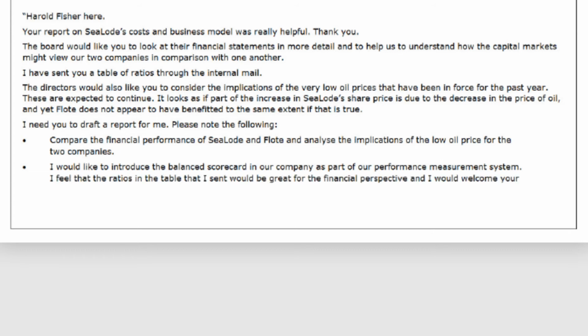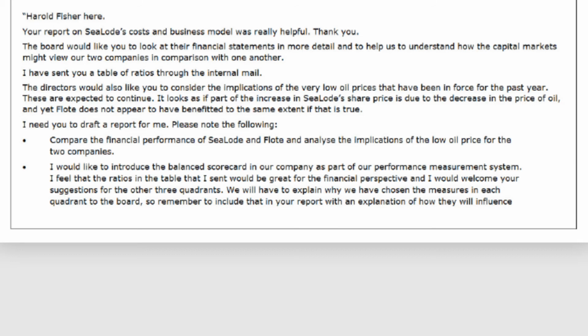I feel that the ratios in the table that I sent would be great for the financial perspective, and I would welcome your suggestions for the other 3 quadrants. We will have to explain why we have chosen the measures in each quadrant to the board, so remember to include that in your report with an explanation of how they will influence behaviours in the company.